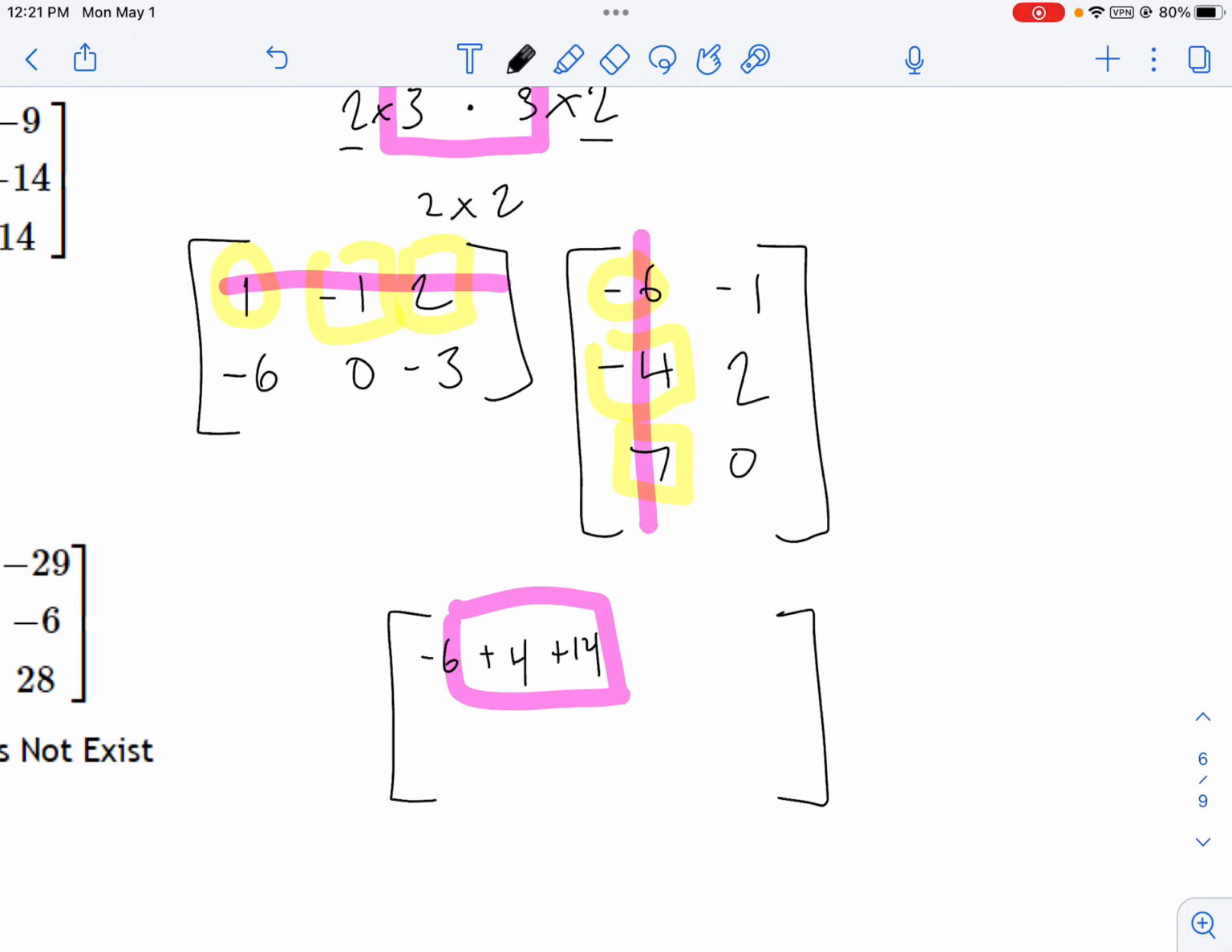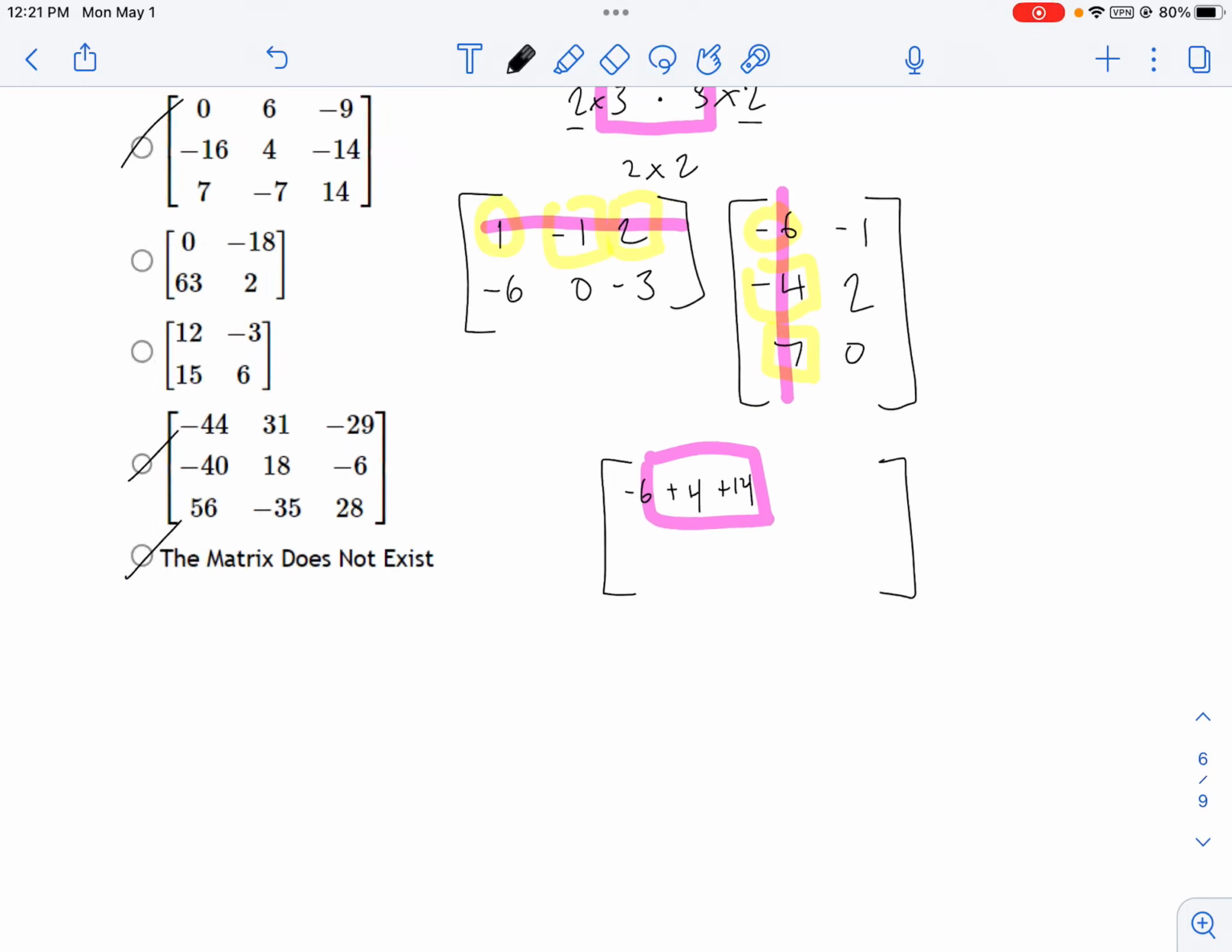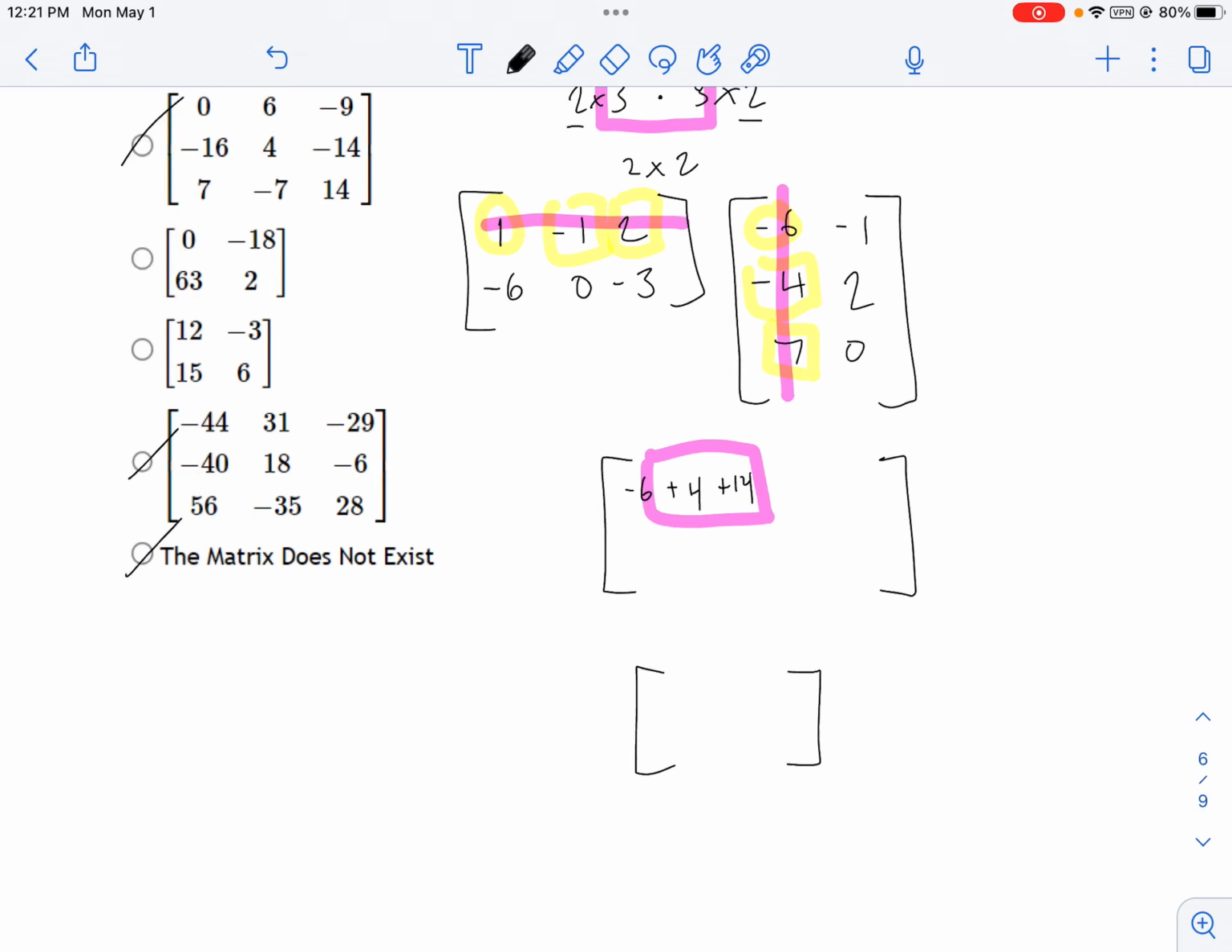So that means we have -6 plus 4, -2 plus 14. That means you have a first entry of 12, and now you know the answer and you're done. Okay, you could continue calculating the rest if you wanted to, right?